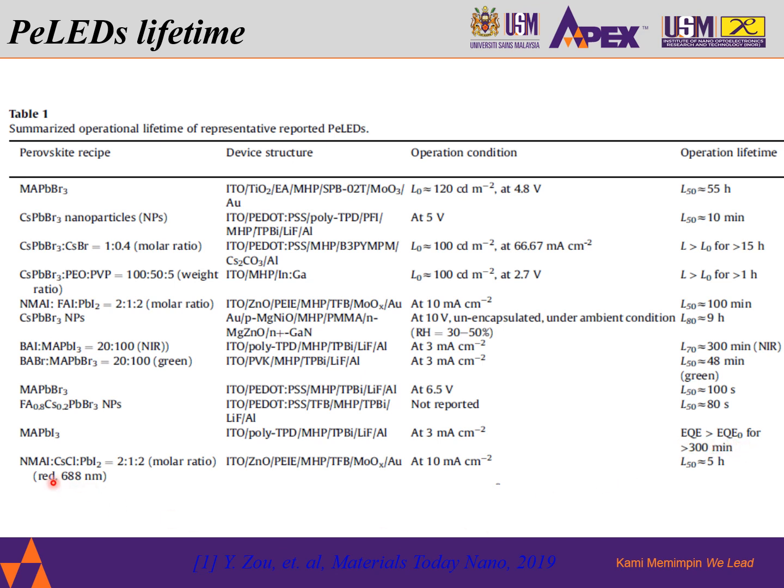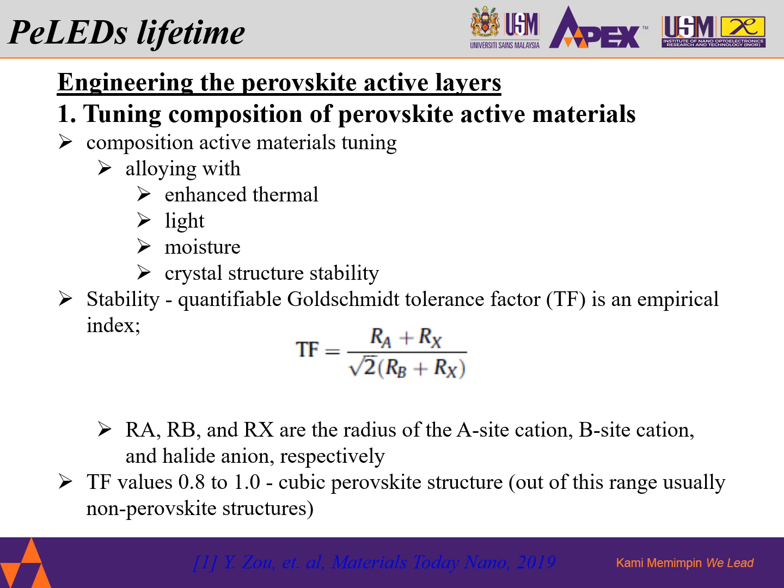And the MAI, CsCl, PPI with a molar ratio of 2 to 1 and 2, which is a red wavelength. In the ITO, zinc oxide, PEIE, MHP, TFB, MoOx, and also RM at a condition of 10 milliampere per centimeter squared, the operation lifetime is around 5 hours. So based on that table that I mentioned earlier, the problem for perovskite is actually the stability in the atmosphere.